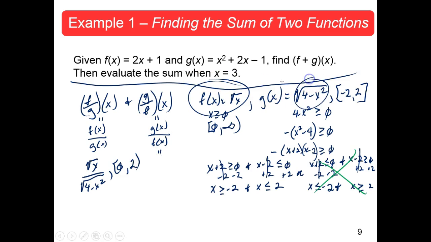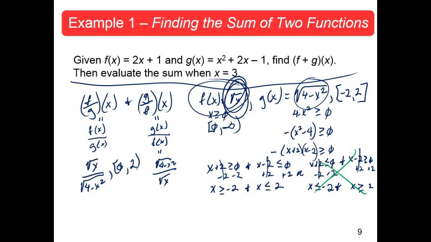G of x, the square root of 4 minus x squared, over f of x, square root of x. That is the answer to the first part of the question. That is what g divided by f is. Now we need to deal with the domain.